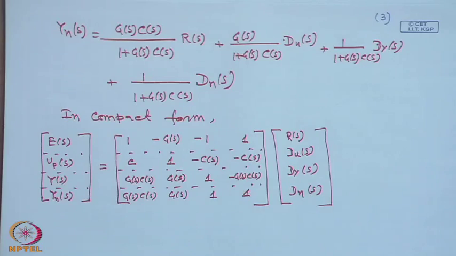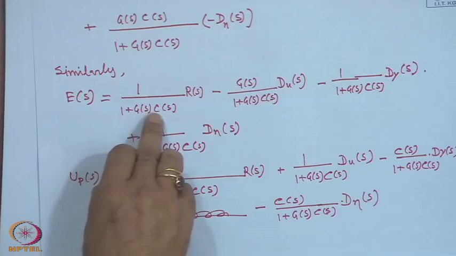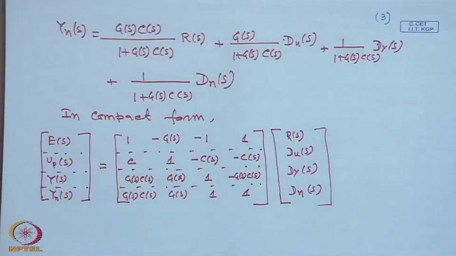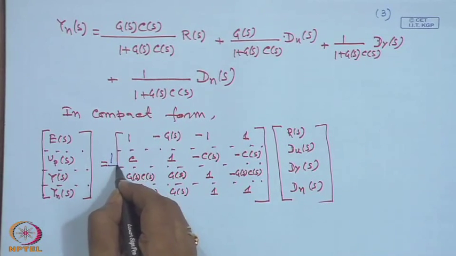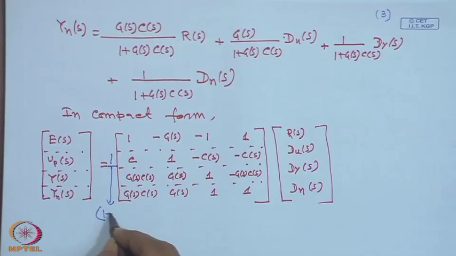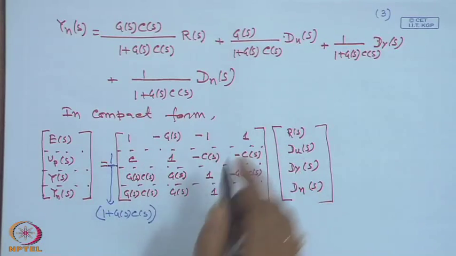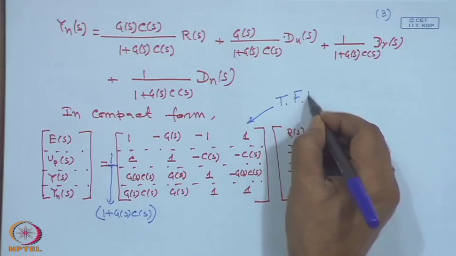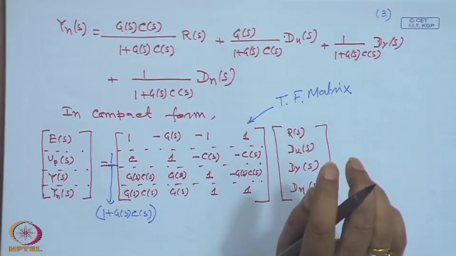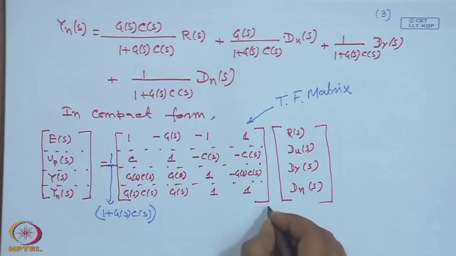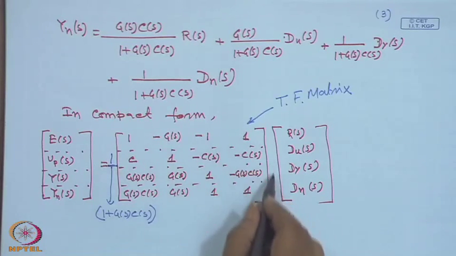And if you see in all the expressions E(s), U_P, Y_P, Y and Y_N, the factor 1 plus G and C is common in all. So I am writing this factor as 1 by 1 plus G(s)C(s). So the denominator part is common for all elements of this matrix. This is called the transfer function matrix for the multi-input, multi-output case. Initially, for the single input, single output case, we used to call it a transfer function. Since it is multi-input, multi-output, with 4 inputs and 4 outputs, naturally this transfer function dimension is 4 cross 4. How many elements are there? 16 elements.